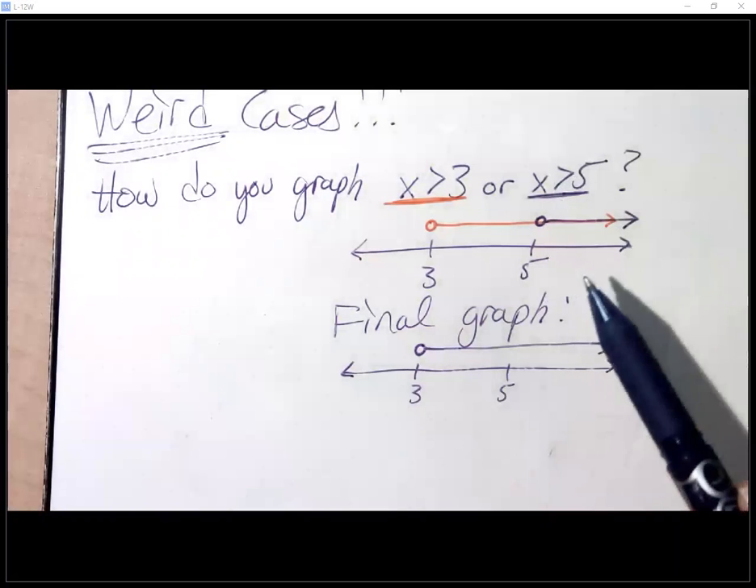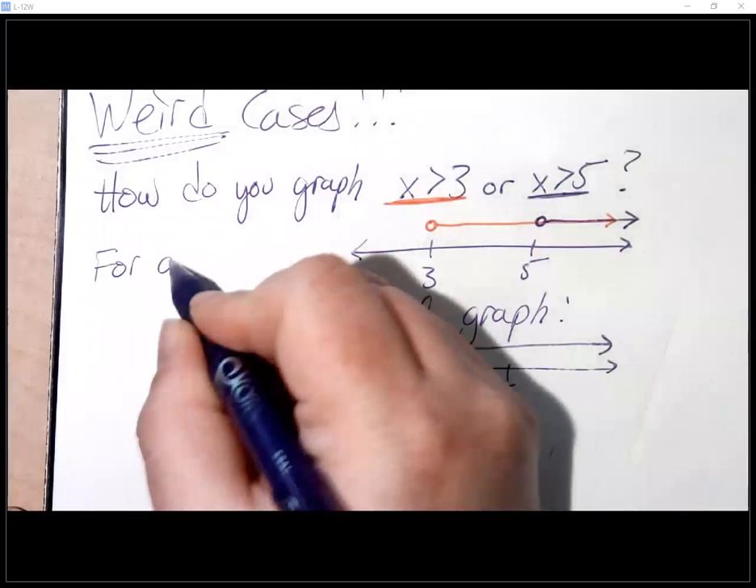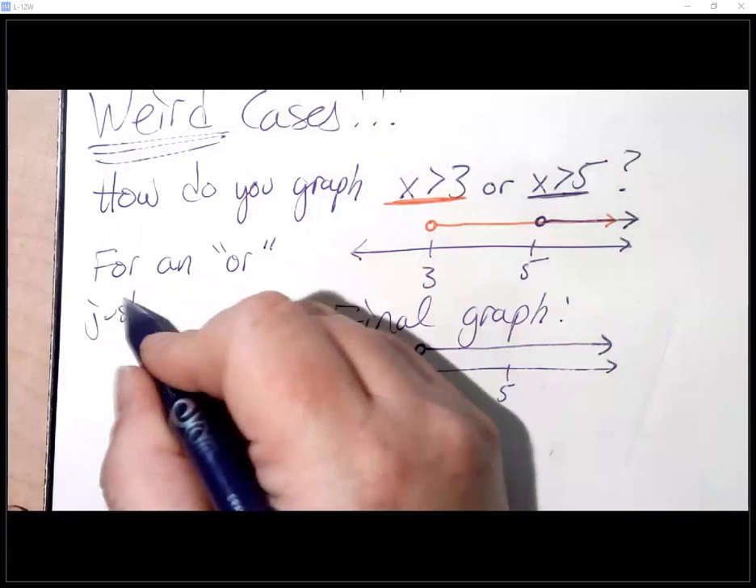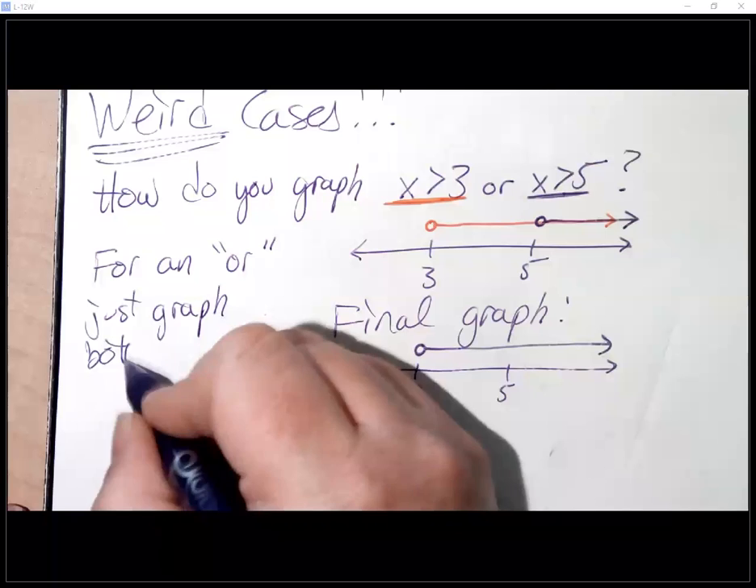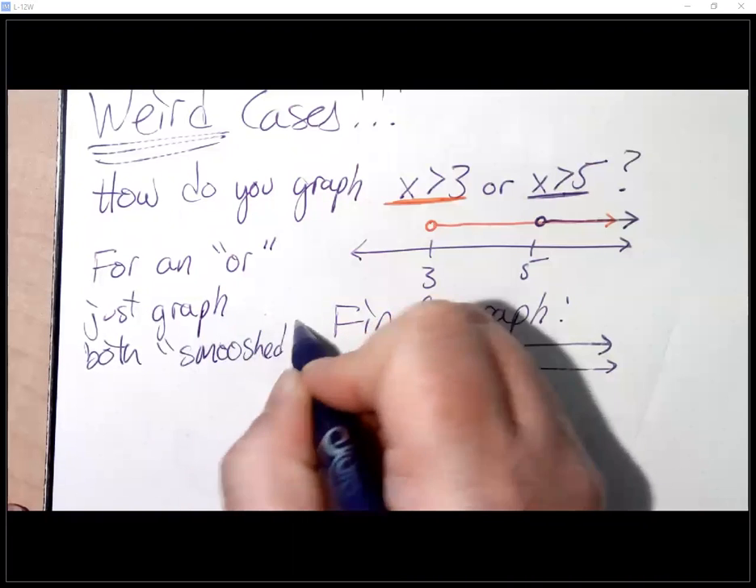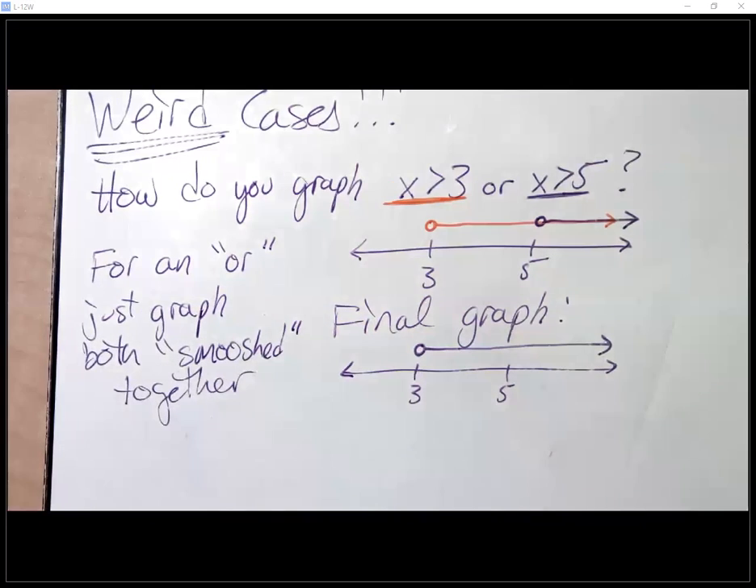For an OR, just graph both, and I'm going to say smoosh together. So I'd literally just write them on top of each other and then just graph the one that's there.